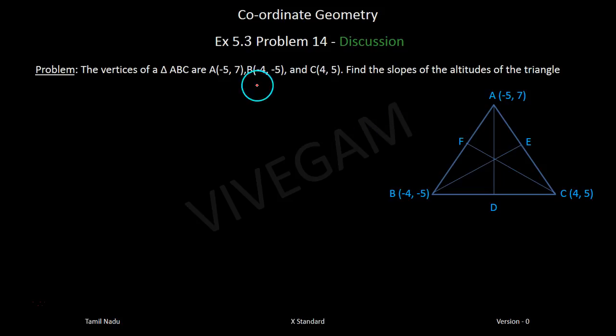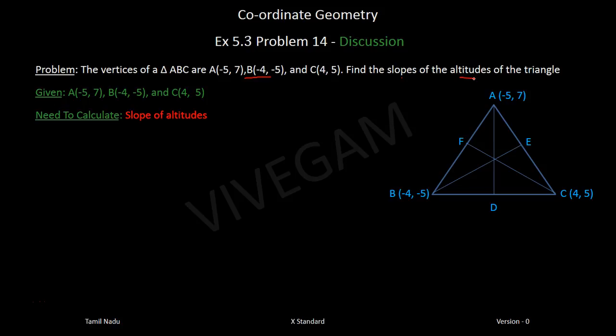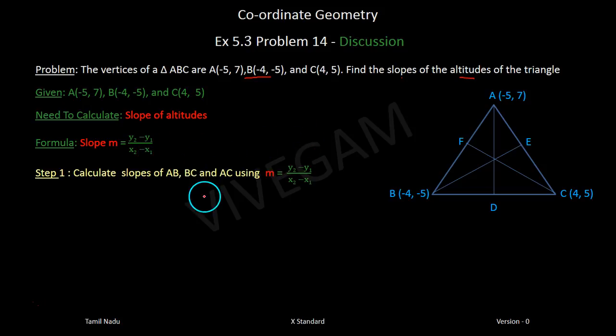Now the 3 points are given and we are asked to find the slopes of the altitudes, right? They have also named it. The 3 points A, B, C are given. We are asked to find the slope of the altitude. So the formula is the two-point form, because we know 2 points of the line: y2 minus y1 divided by x2 minus x1. So the steps will be to calculate the slopes of AB, BC and AC using the formula m equal to y2 minus y1 divided by x2 minus x1. So first step is to calculate the slope of the 3 sides of the triangle, right?